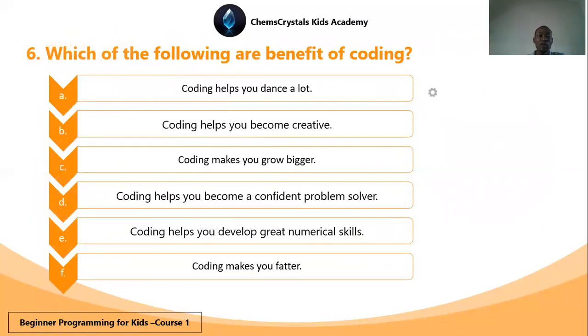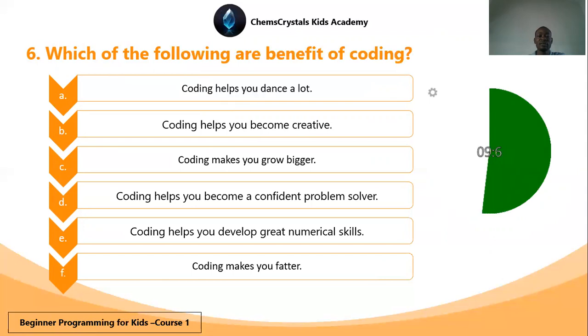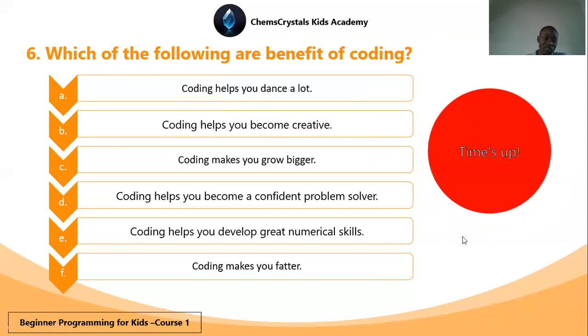Now, finally, let's take the last question. The last question says, which of the following are benefits of coding? Now, time is going to start counting. Ready? Go. Yes, time up. Which of the following are benefits of coding? A, coding helps you dance a lot. B, coding helps you become creative. C, coding makes you grow bigger. D, coding helps you become a confident problem solver. E, coding helps you develop great numerical skills. And F, coding makes you fatter.